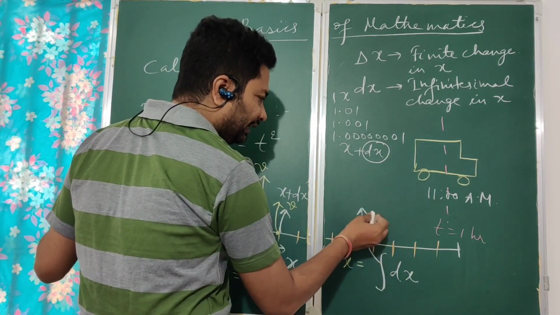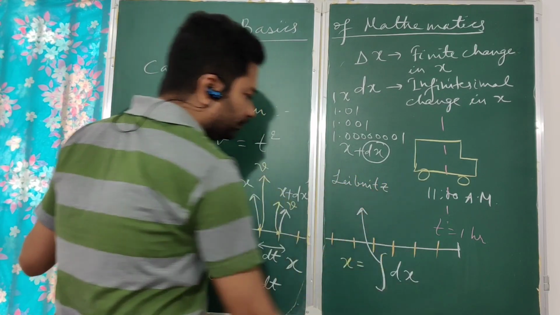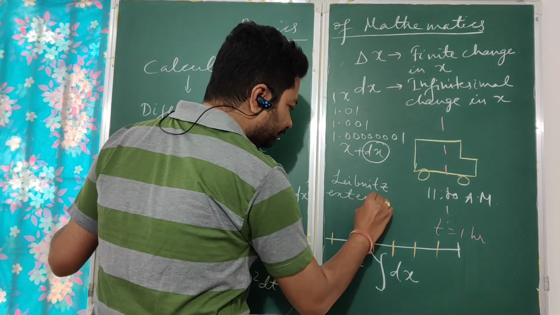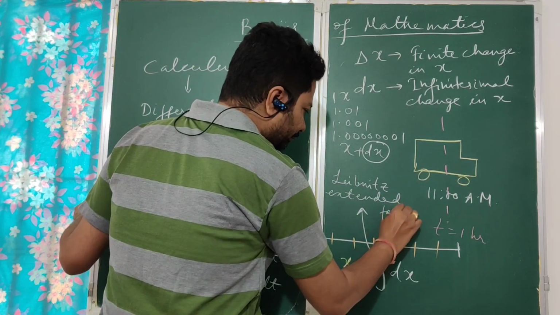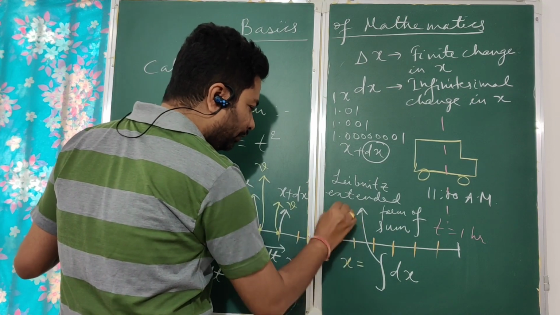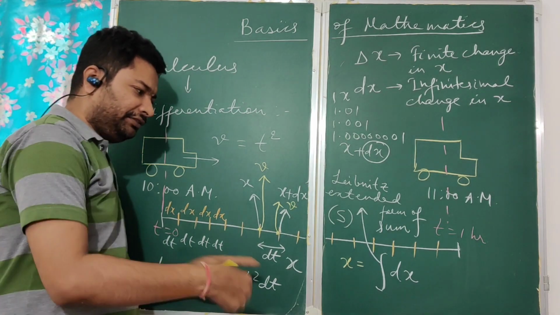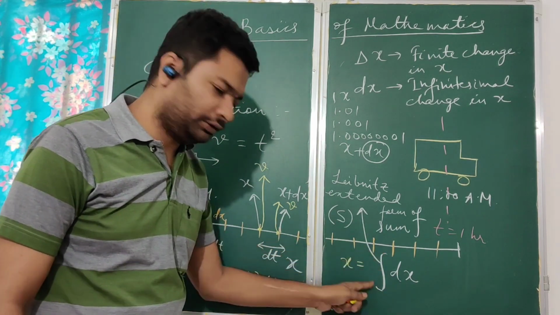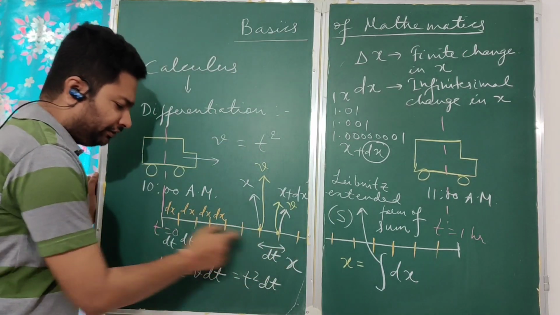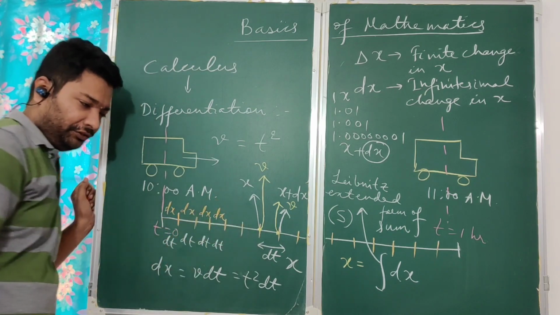This is the symbol of integration, and it was given by Leibniz. It is the extended form of S, for sum. So sum you represent by the symbol S, and it is the extended form of S. That is the scientific reason behind giving this symbol to integration. So x is equal to the integration of dx, because you obtain x when you are adding all these small distances.